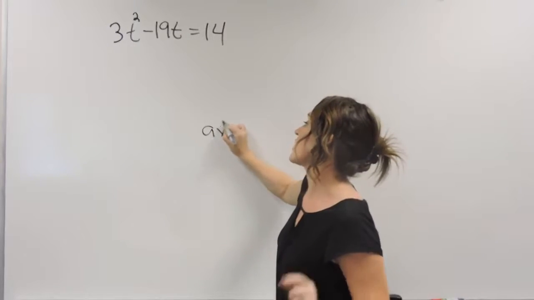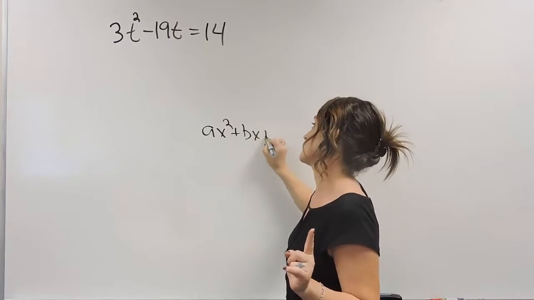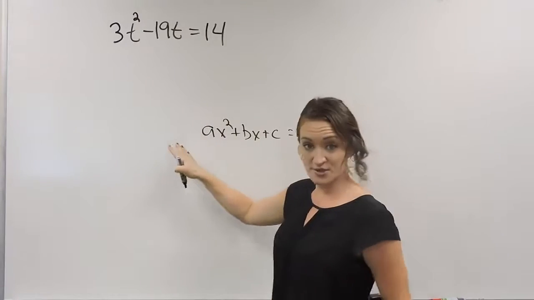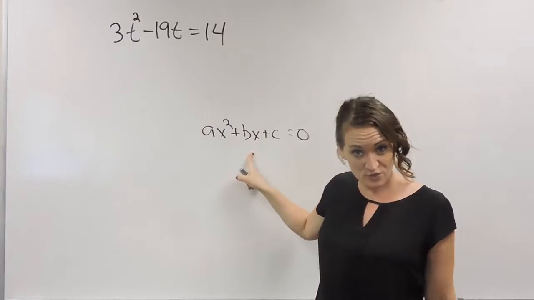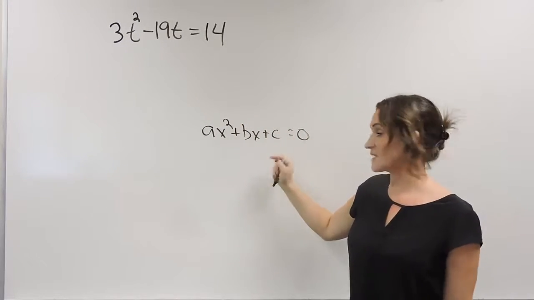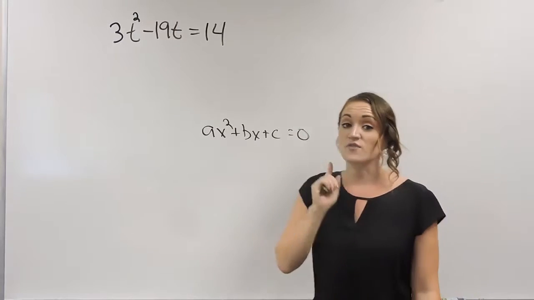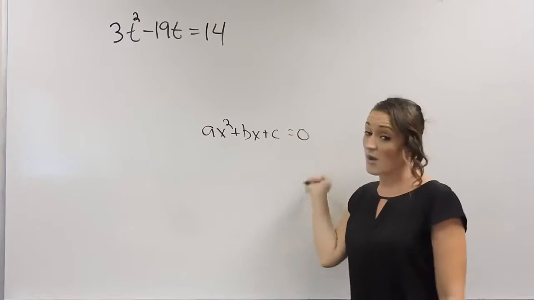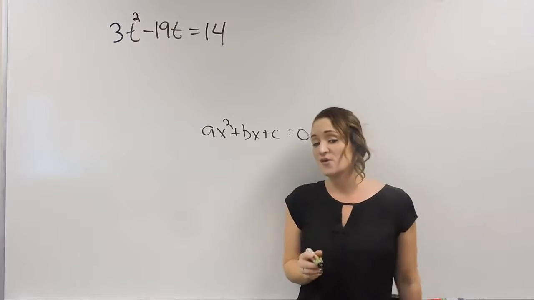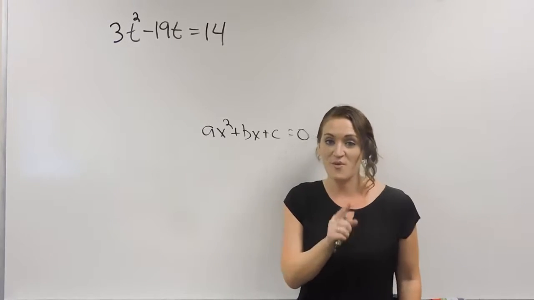So proper quadratic form looks like this, right? Where you have your squared term followed by your x to the first power term followed by your constant, and it's all set equal to 0. So if you're given an example that's not in the proper form, the first thing you need to focus on is putting it in the proper form first.